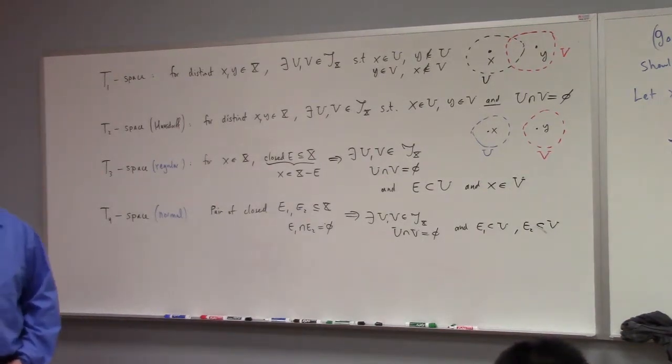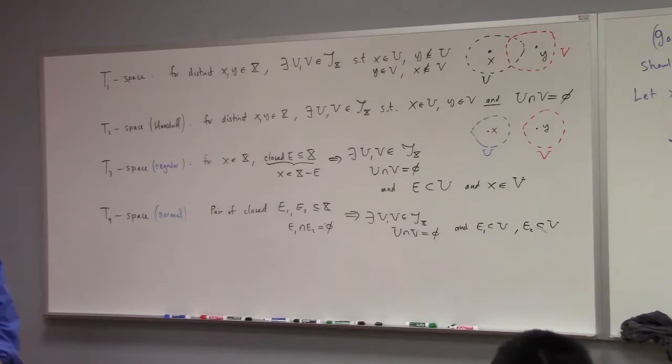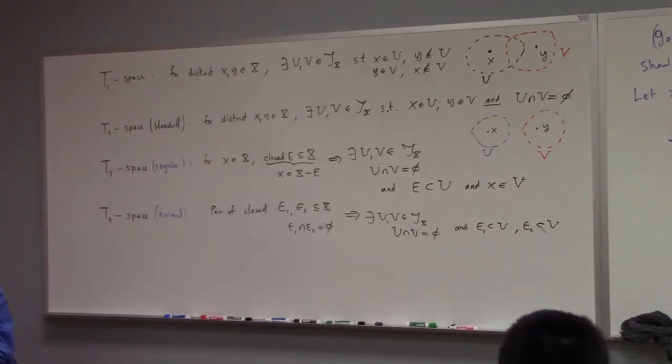So let me put it into words. In a T3 space, you can find disjoint open sets which separate a closed set from a point. In a T4 space, for a given pair of closed sets which are disjoint, you can find a pair of open sets themselves disjoint which contain the closed sets.